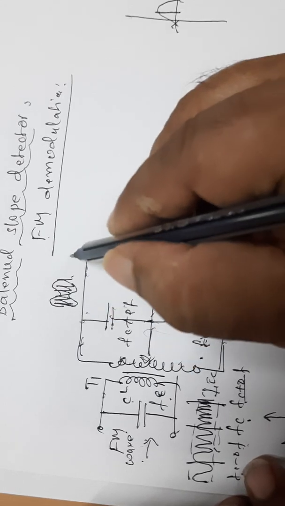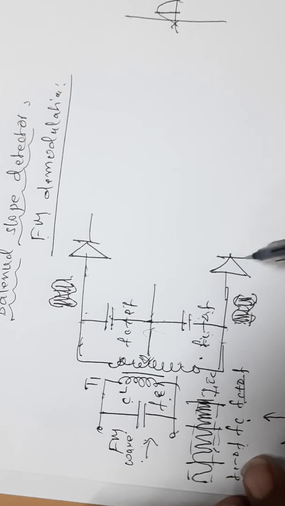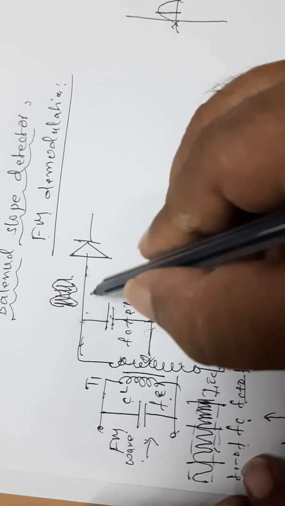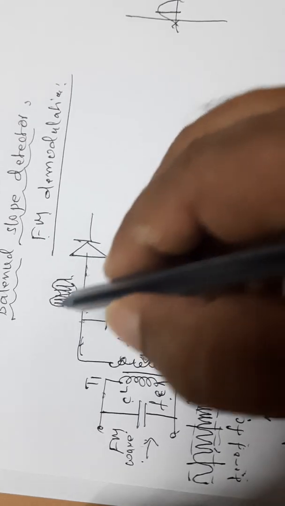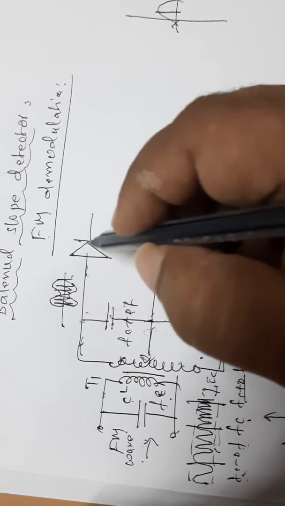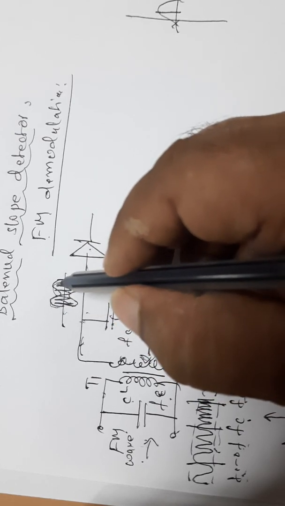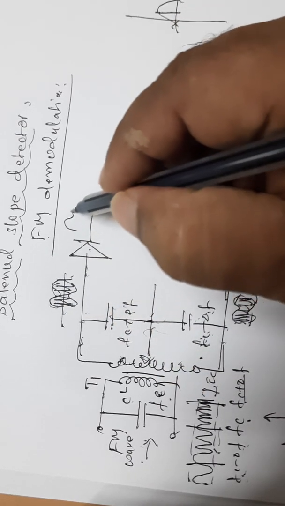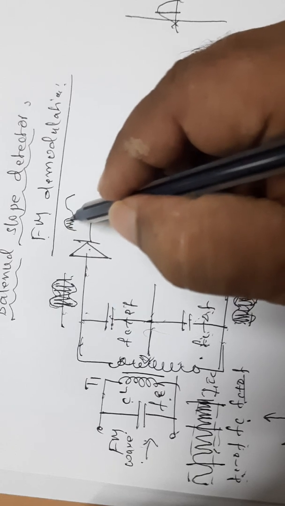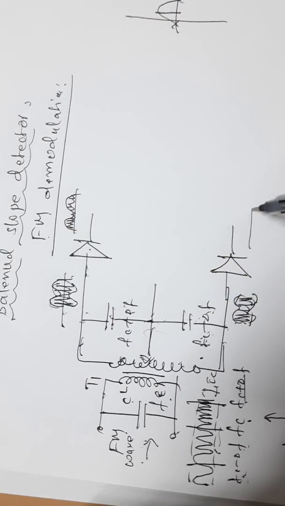Next, this amplitude modulated wave is then made to pass through a diode. This diode removes the negative cycle because the diode becomes reverse biased for negative values and forward biased for positive values. Therefore, the output of the diode is only a positive value.